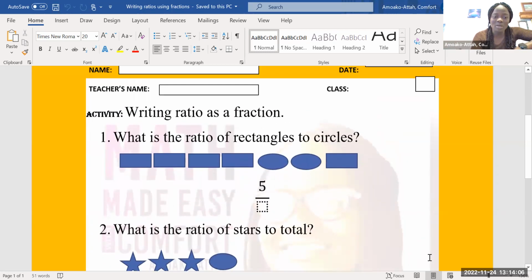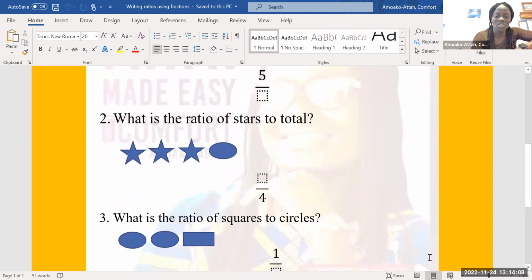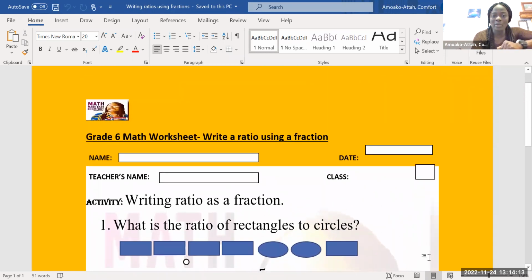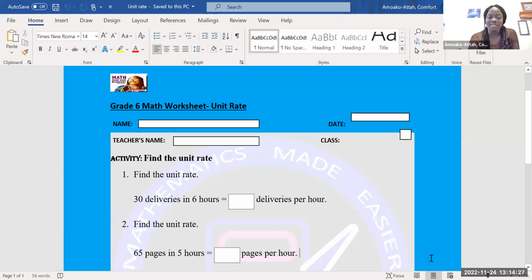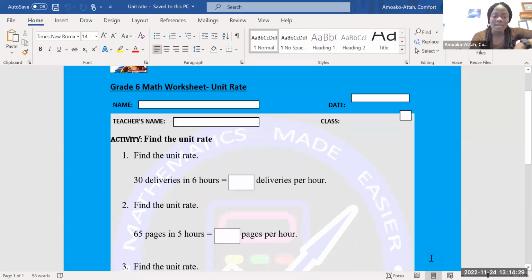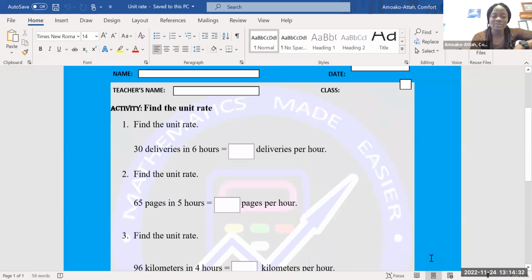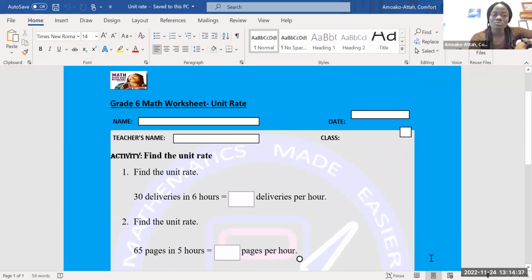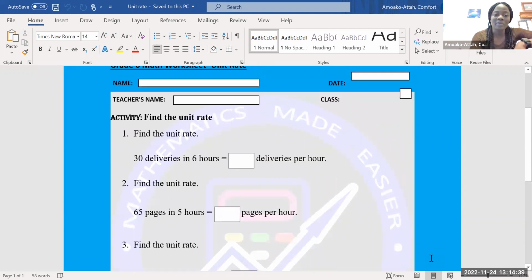The first one I did was writing ratio as a fraction. And this is really going to help you understand the topic very well. Let's see another one. All right, we have this as well. That is unit rates, okay? And I have some nice questions under unit rates to help you.